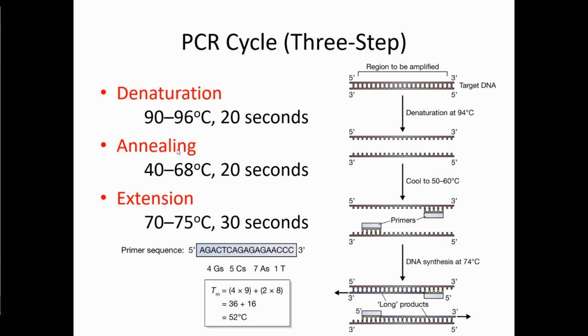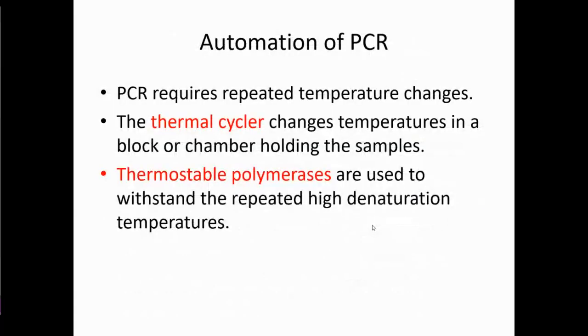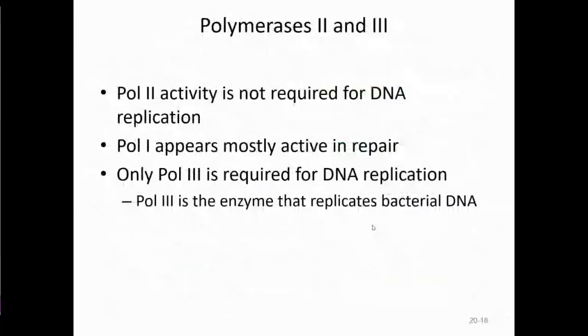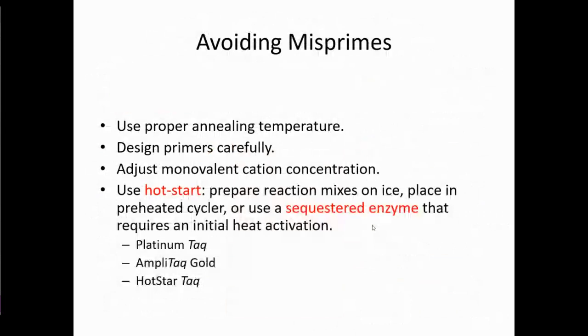All right. When you increase the annealing temperature, that will reduce the binding of the primer to the template. So that means that will reduce the non-specific binding. Only a very accurate complementary DNA sequence will form the double helix. All right, so that's one way to avoid the misprime, to increase the annealing temperature. All right, so that's why you have to use a proper annealing temperature.